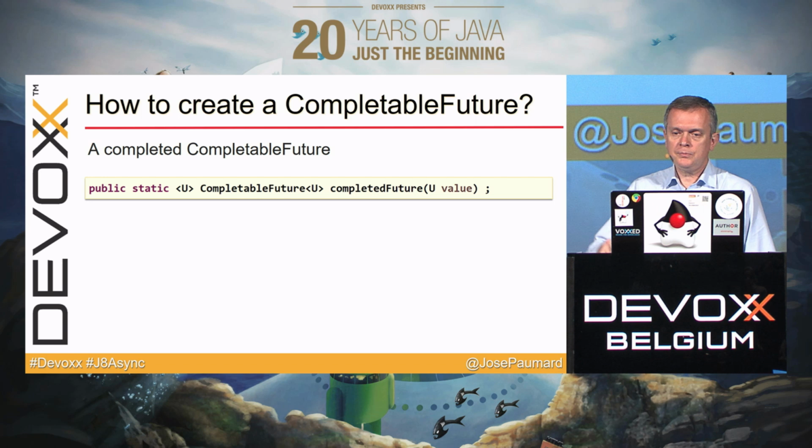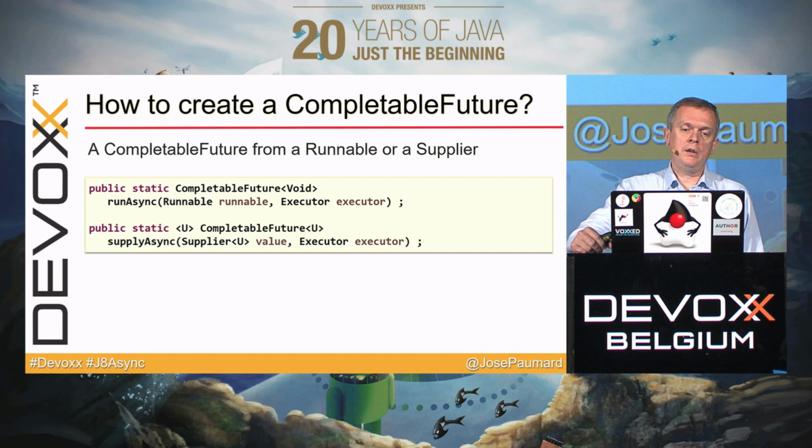And I also already saw the runAsync method takes a Runnable and an ExecutorService to run this Runnable in the pool, and the supplyAsync method that takes a Supplier. Now, a Supplier is a functional interface from Java 8 that doesn't take any parameter and that returns a value. The Runnable doesn't return anything.